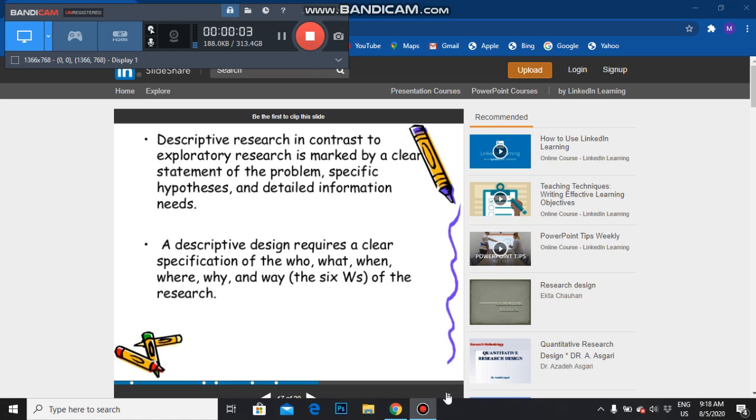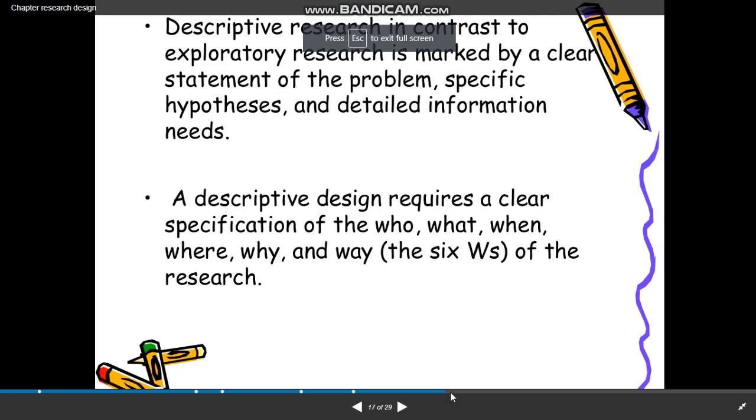So in fact, descriptive research, in contrast to exploratory, is marked by a clear statement of the problem, specific hypotheses, and detailed information needs. A descriptive design requires a clear specification of the who, what, when, where, why, and way, the six Ws of the researcher.